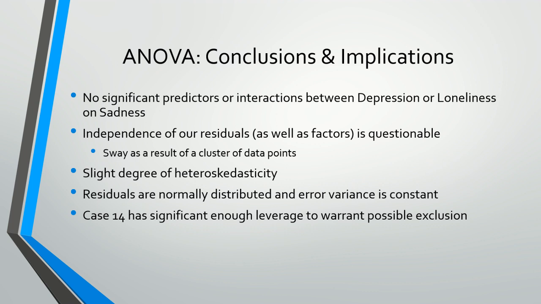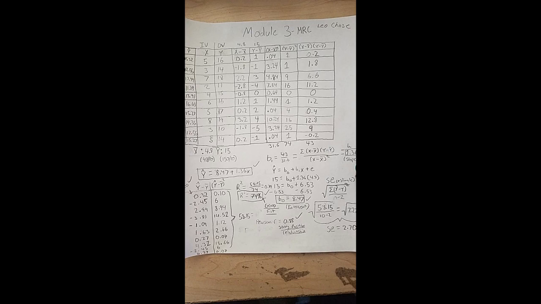So that could potentially be a cause, as well as case 14 in both our MRC and ANOVA having significant enough leverage to warrant possible exclusion, so that could be a contributor as well. And then also our residuals were, despite all this, normally distributed, and our error variance was constant. Here are my hand calculations, which I actually did correctly the first time around this time, and I actually checked.